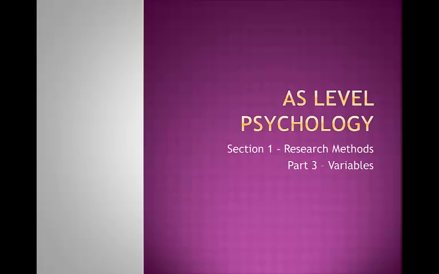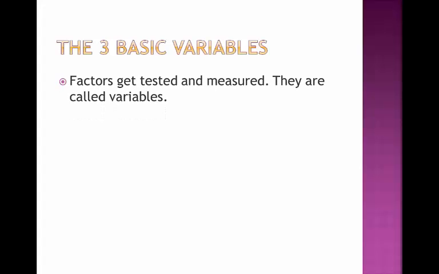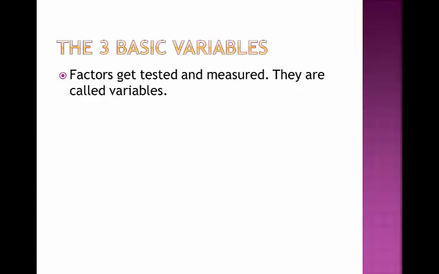In this part we will be recapping a lot of the knowledge that everyone has learned in GCSE science, where we were looking at variables. So let's step right in. Now the three basic variables are those that we've gone over in GCSE. They're the basic factors that get tested and measured, and they're called variables.